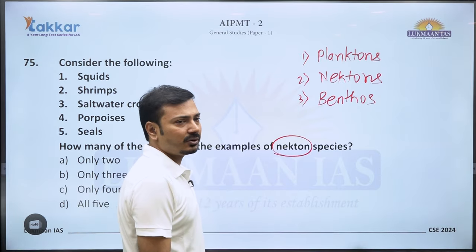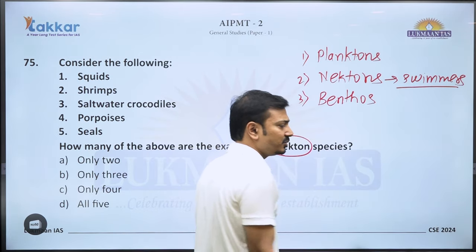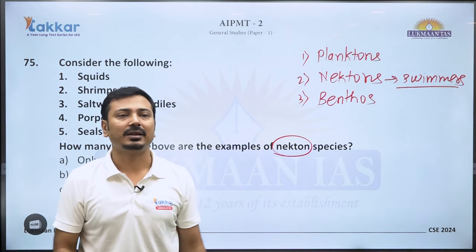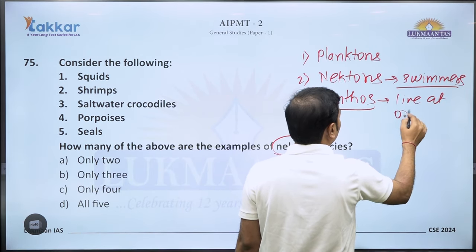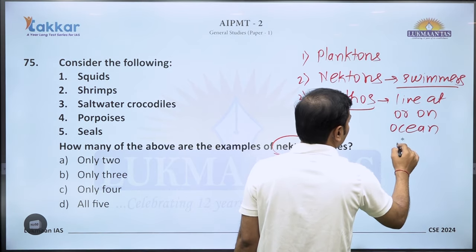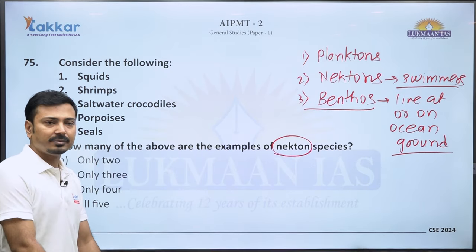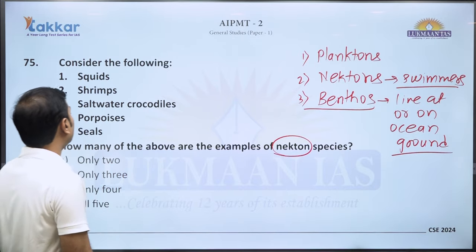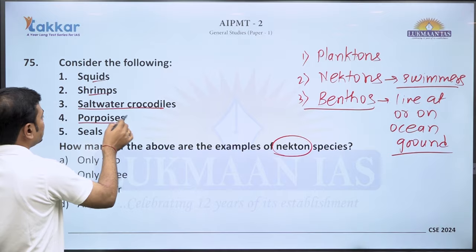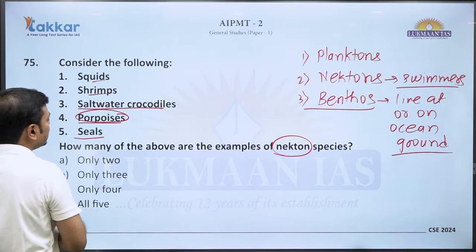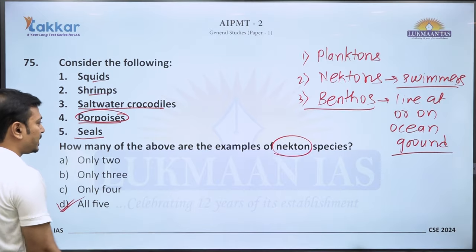What about nektons? Nektons are the swimmers. That means these can swim. Marine animals, those who can move from one place to another place, उनको nektons. And benthos, which live at or on the ocean ground surface. ठीक है, तो जो ground पे होता है नीचे, generally these are benthic animals, benthos बोला गया है. Now what about these nekton species? Squids, shrimps, saltwater crocodile, porpoises, जैसे dolphin को porpoise बोलते हैं हम, seals. All these can swim, right? So we can say that all five is the correct answer here.